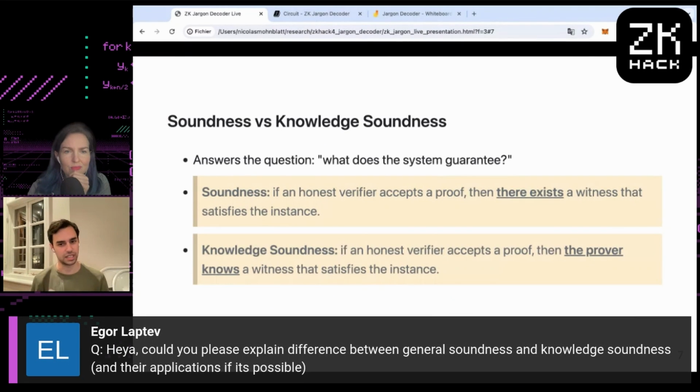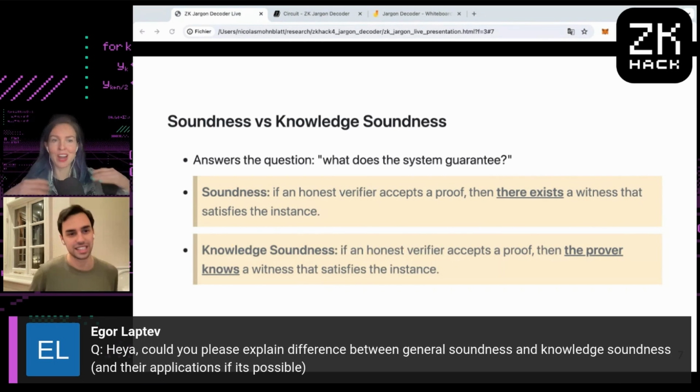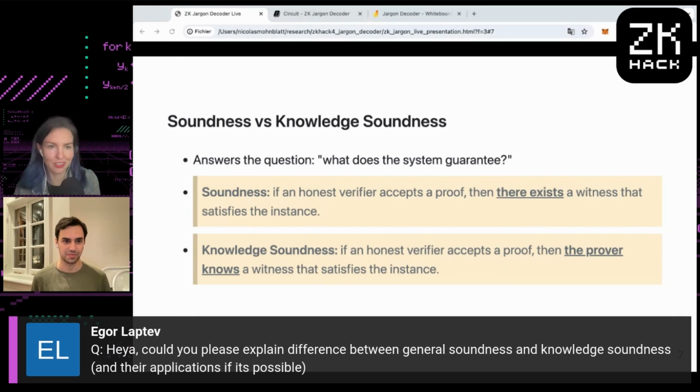Knowledge soundness is a stronger requirement. Now I'm saying if the verifier accepts the proof, then the prover knows the witness. So back to earlier, it's not good enough that the factorization exists. I need the prover to know it, to know the actual answer, the actual numbers. So you can't use a heuristic like, oh, it will likely be exactly factorable, but I don't know what it exactly is. In this case, you need to actually know the values.